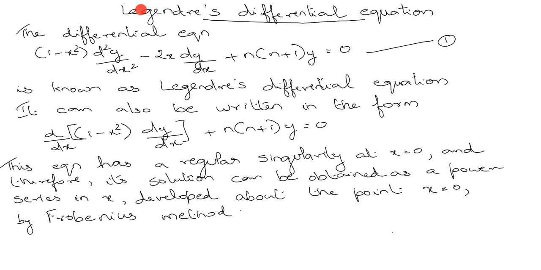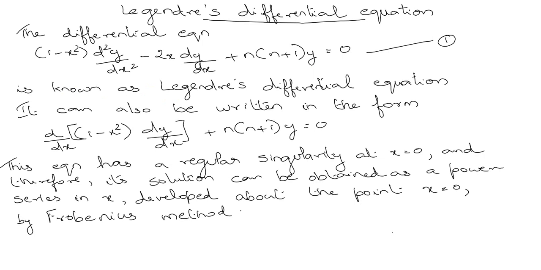Hello everyone. Today we are going to learn about Legendre's differential equation. The differential equation of the form (1 minus x square) d square y by dx square minus 2x dy by dx plus n into (n plus 1) y is equal to 0 is known as Legendre's differential equation.